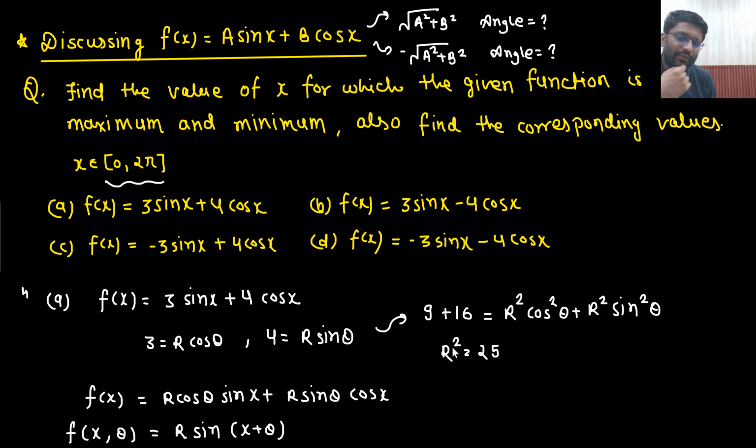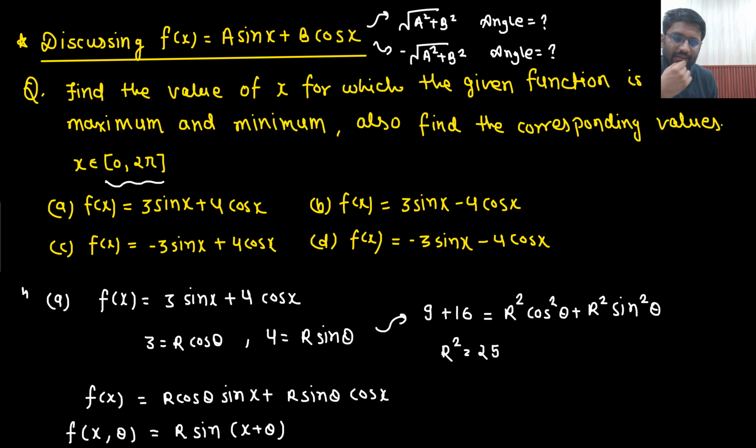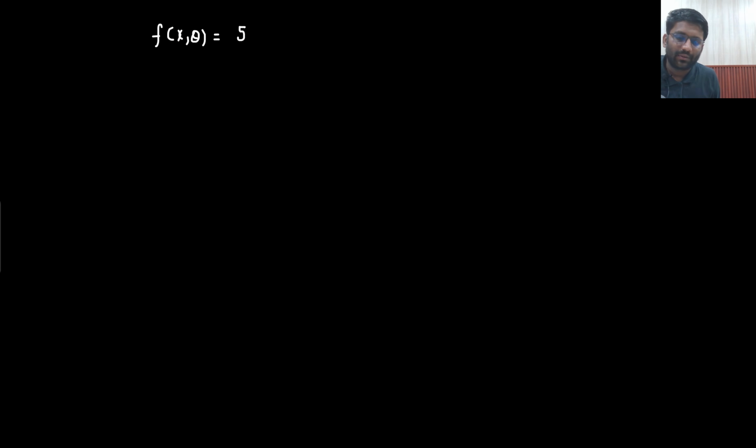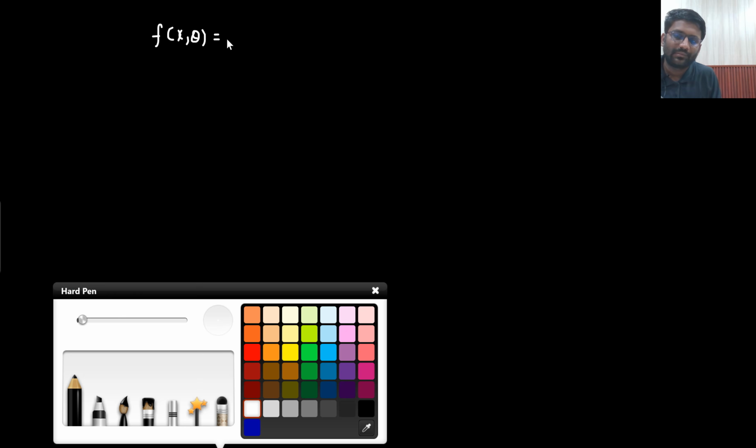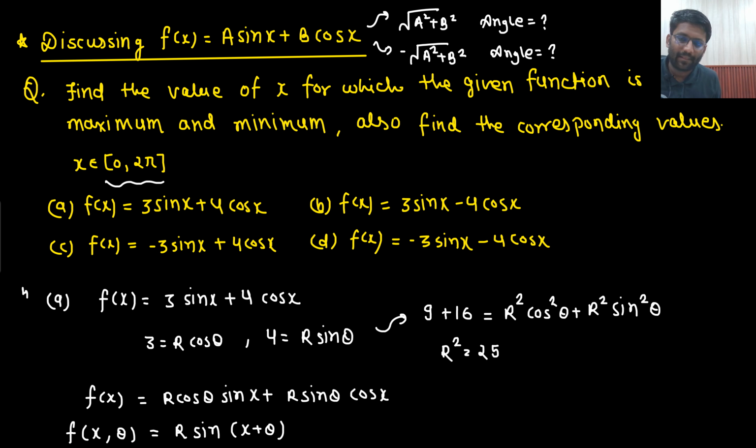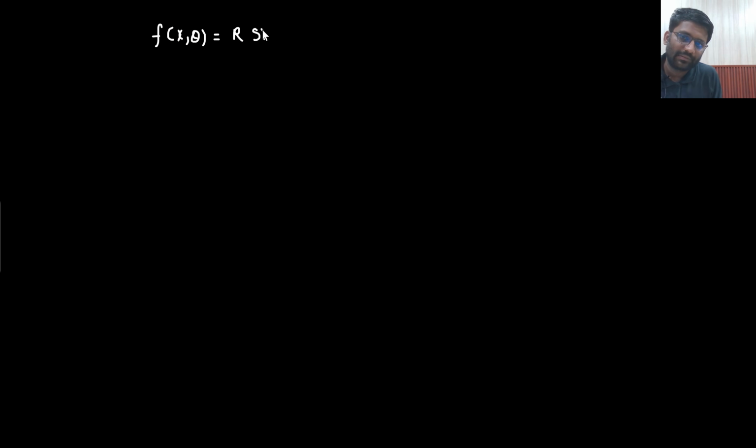X comma theta I will write down, because the value of r will come out to be constant, which is plus minus 5, right? So this is the value you are getting. Your f(x) has been converted into 5 sin(x + theta), because this is the formula of the sinusoid, no? sin(a + b) is sin a cos b plus cos a sin b. So it is nothing but r sin(x + theta).